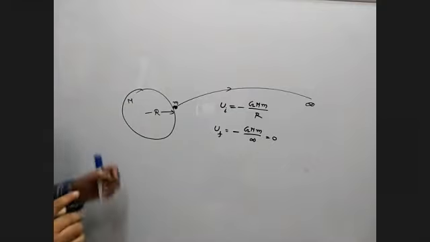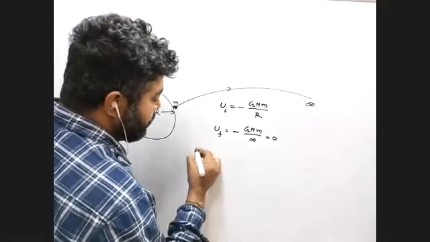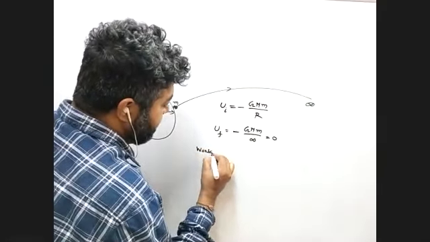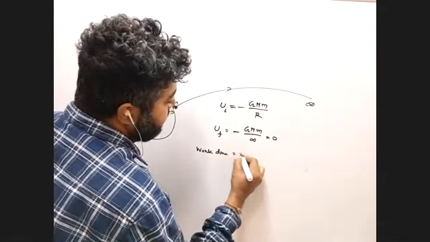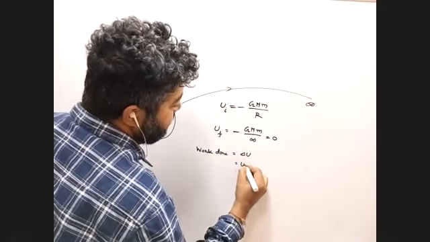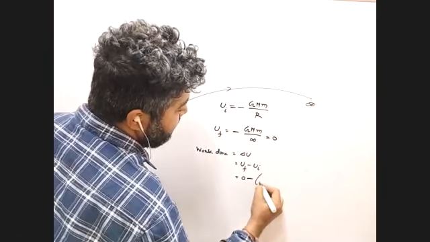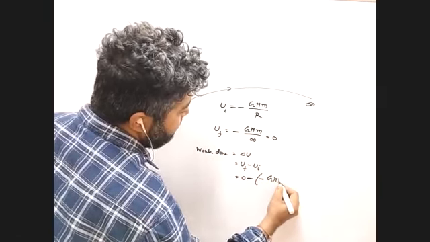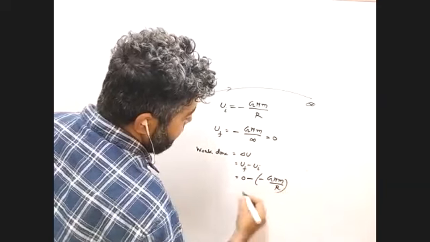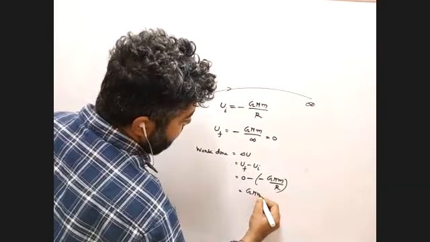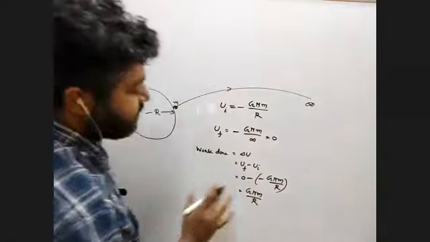Yes, sir. So work done, that is change in potential energy, U final minus U initial, 0 minus GMm by R. So GMm by R. Is it clear?